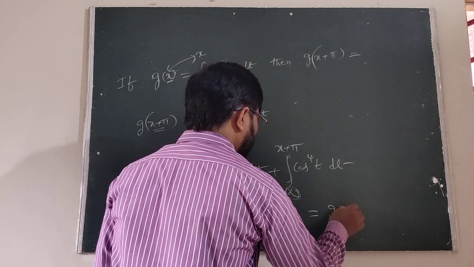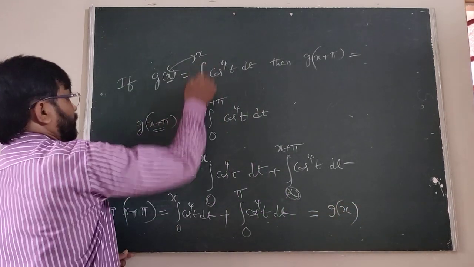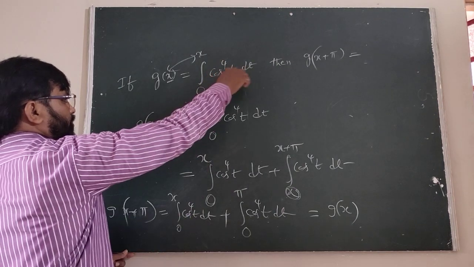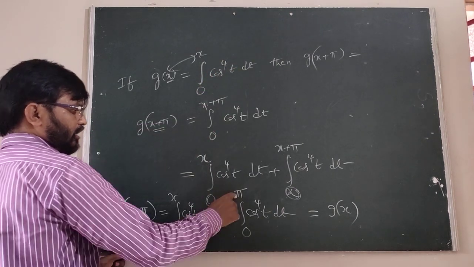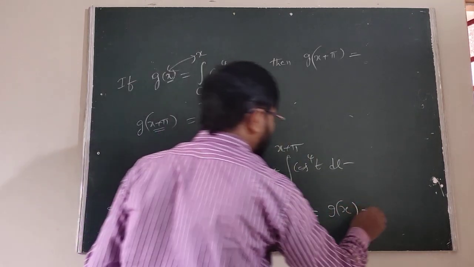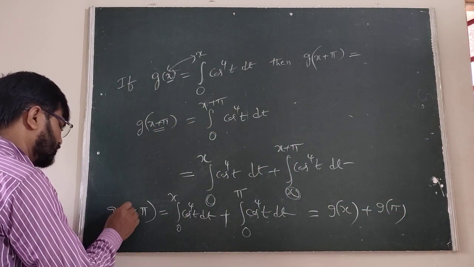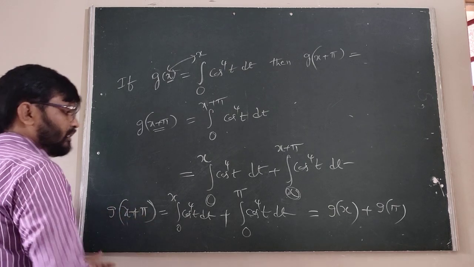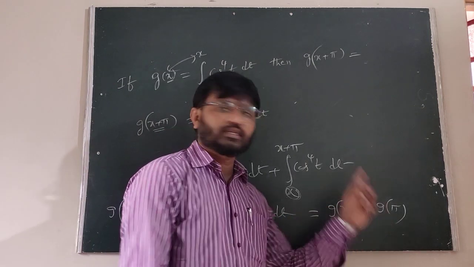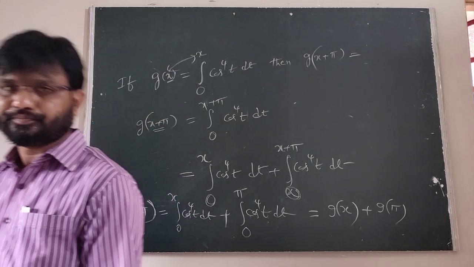Therefore this is called g of x, and this is called g of pi. The integral from 0 to x of cos power 4t is g of x, and with pi, we can write this as g of pi. Now we can express it as g of x plus pi is the sum of g of x plus g of pi.